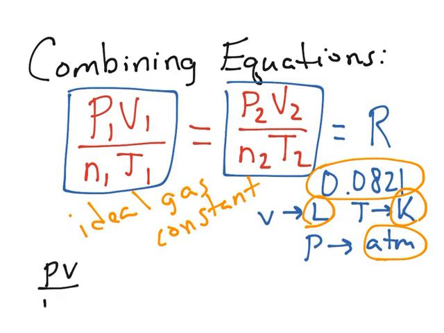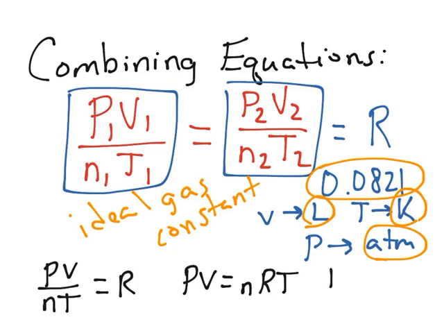PV over NT equals this R, since nobody likes fractions, let's multiply both sides by NT. That will lead us to PV equals nRT, which is the most important law when you're dealing with gases. This is called the ideal gas law. And this one equation can relate all four of the characteristics of gases into one.